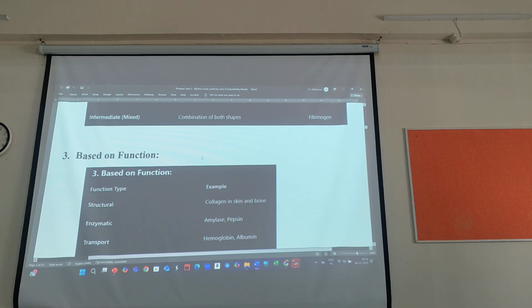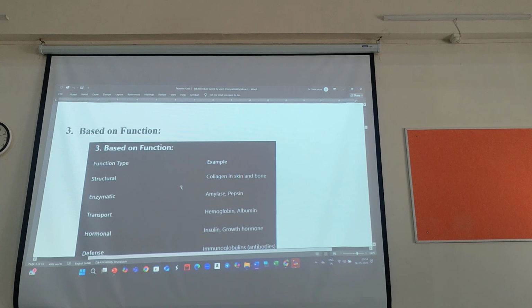Then the next classification is based on the functions of proteins. So what are the functions of proteins? First, structural. Those proteins give structure to the cells. For example, collagen in skin and bone. Then enzymatic function, those are amylase and pepsin. Amylase is present in the saliva, and pepsin is present in the stomach.